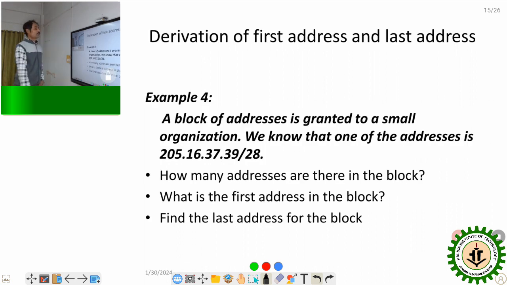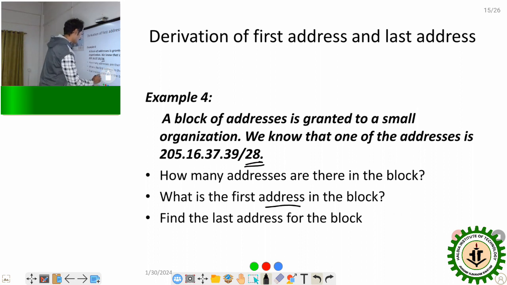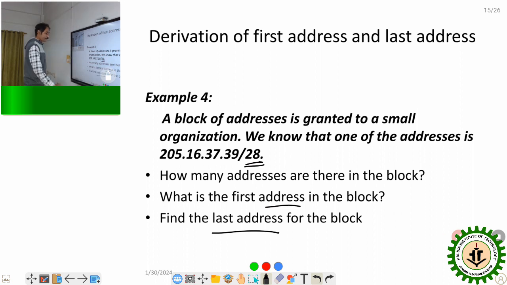Whatever we have discussed right now regarding the mask and the number of addresses in a block, first address, last address, we can clarify more clearly with an example. The example given is 205.16.37.39/28. Definitely this one is the mask. Here the question is, how many addresses are there in the block? These are very common. Whenever we design any network, these will be our task. And what will be the first address and the last address?